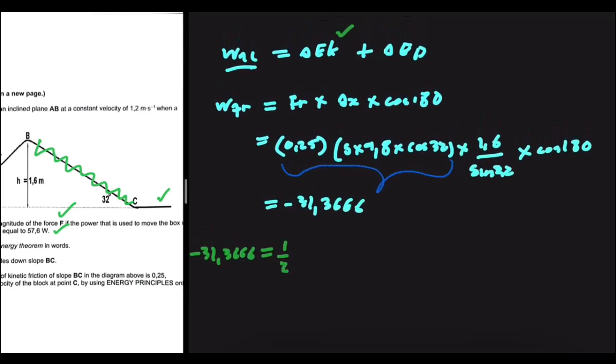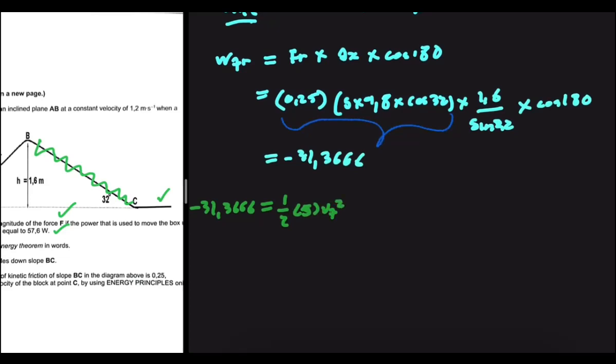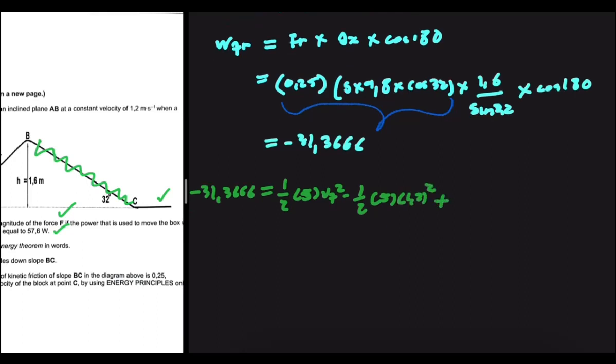So that will be a half, the mass is 5 kgs, multiplied by Vf squared, minus a half, the mass is 5 kgs, multiplied by Vi squared. Our object was moving at a constant velocity of 1.2 meters per second. The final potential energy will be the mass 5 kgs multiplied by 9.8 multiplied by the final height at point C, which will be 0. For the initial potential energy, the mass is 5 multiplied by 9.8 and then the initial height is 1.6.